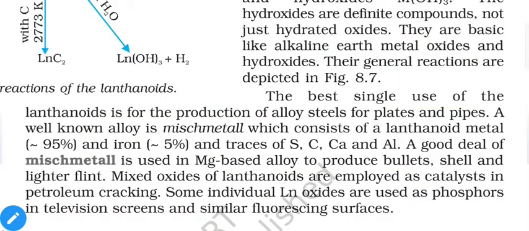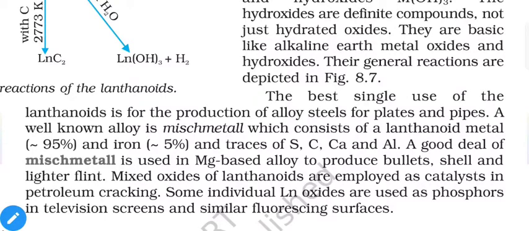The best single use of the lanthanoids is for production of alloy steel for plates and pipes. A well-known alloy is misch metal, which consists of lanthanoid metals 95% and iron 5% and traces of S, C, Ca and Al. A good deal of misch metal is used in Mg-based alloy to produce bullets, shells, and lighter flints. Mixed oxides of lanthanoids are employed as catalysts in petroleum cracking.